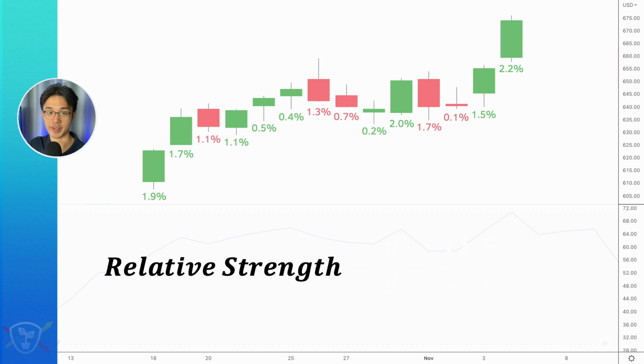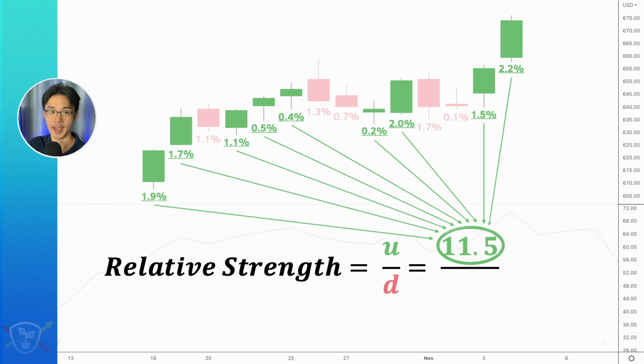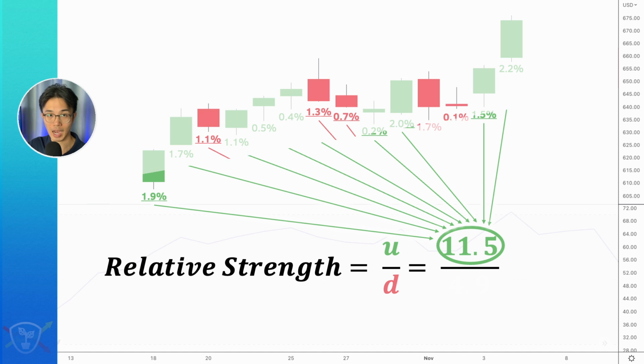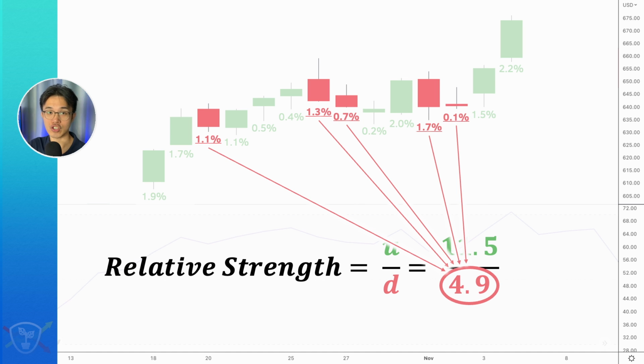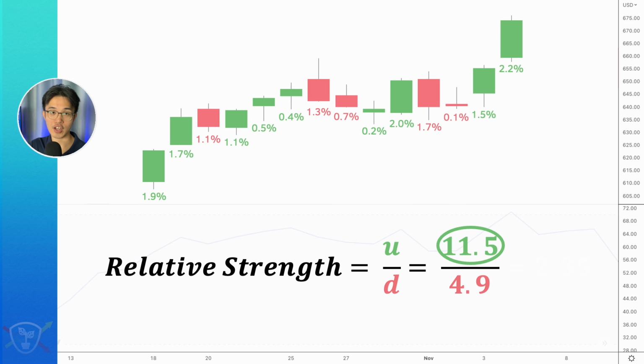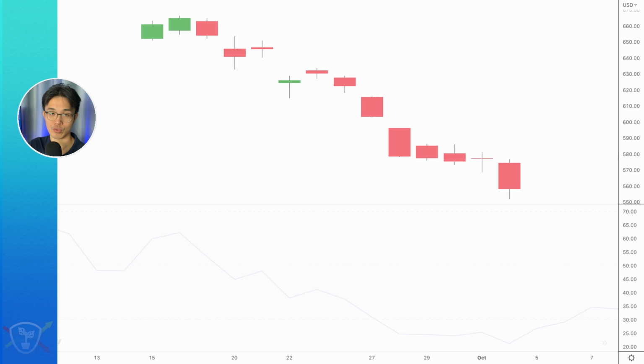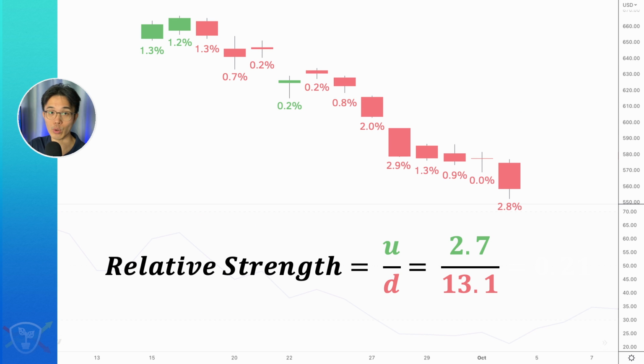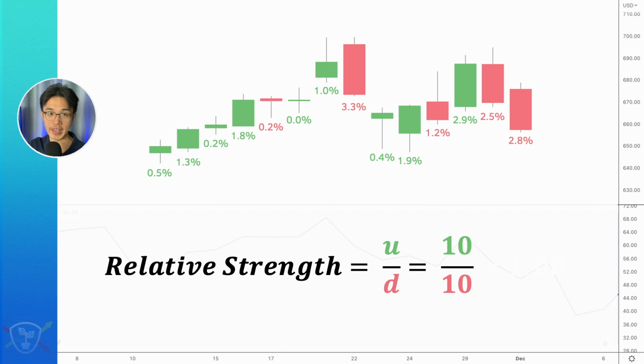And we're going to get the relative strength based on a ratio of the sum total of the percentage upward movements versus percentage downward movements. So we add up the percentage movements for all the up days, and we also add up the percentage movements for all the down days. If the sum of the percentage changes for the up days is larger than that for the down days, then we're going to get a larger number for relative strength. And the opposite is also true. If the sum of the percentages for the down days is larger than the up days, then we're going to get a smaller number for the relative strength. If both of these numbers are equally balanced, the relative strength will be equal to 1.